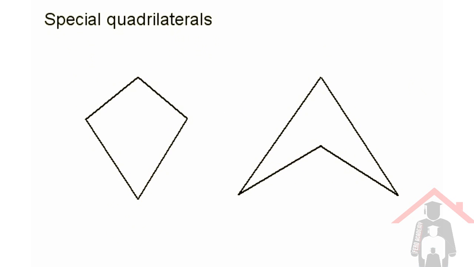These 2 shapes are also quadrilaterals. This one is a kite, and this one is an arrowhead. A kite also has diagonals that cross at right angles. A kite also has 2 pairs of equal sides, here and here. And an arrowhead has 2 pairs of equal sides, here and here.